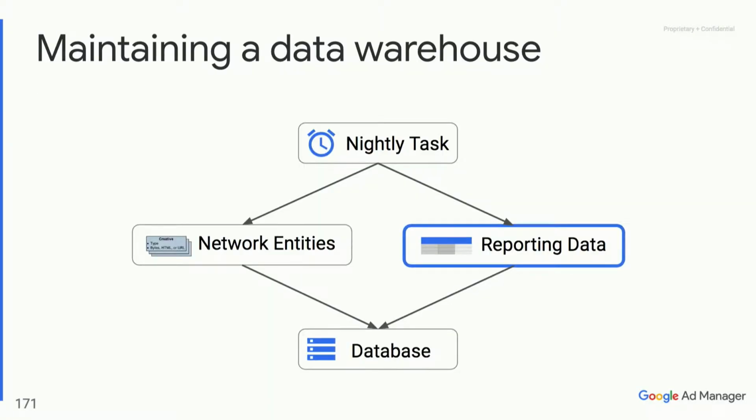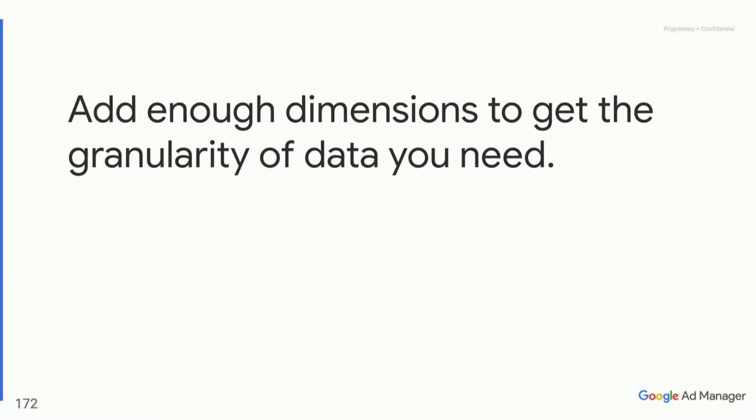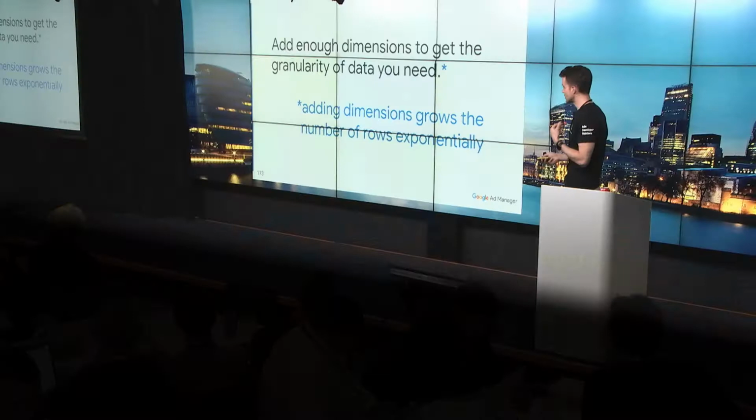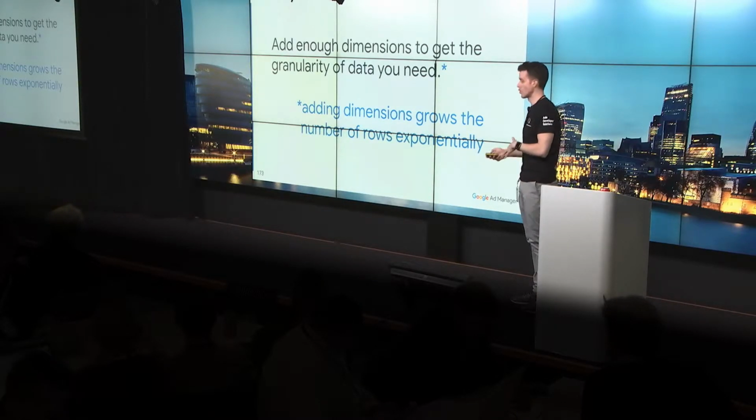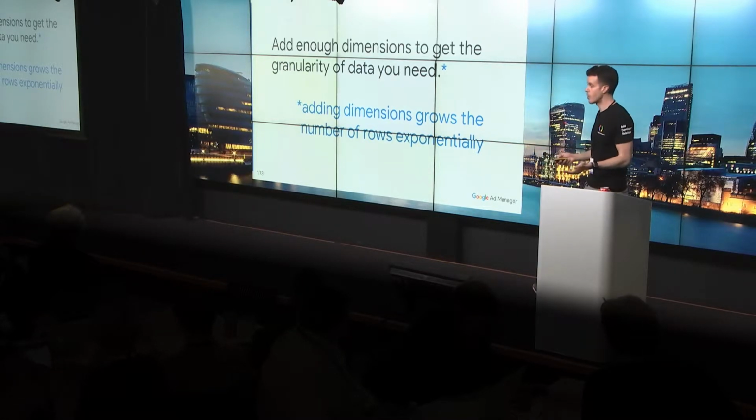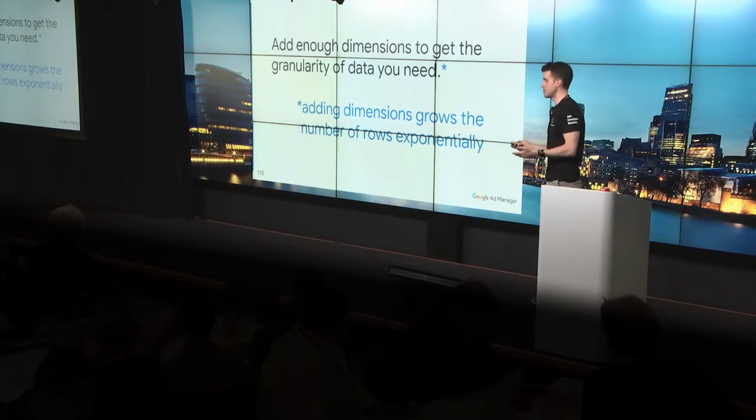And so now we'll go over to reporting data, where there's a little bit more to say. With reporting, you don't necessarily want just one number that represents your traffic. You want it broken down into useful bits to you. So you want enough granularity so that you can pull insights out of your data. But that comes with an asterisk because adding dimensions grows the number of rows exponentially. And I'm sure people have run into this where you're trying to run a report, but it does not succeed because there's too many rows.